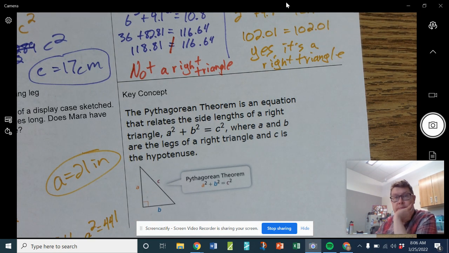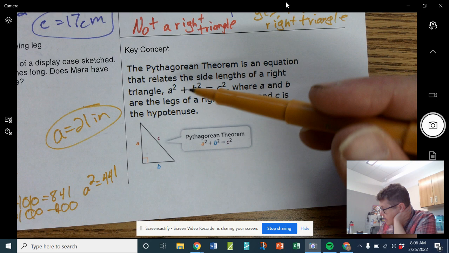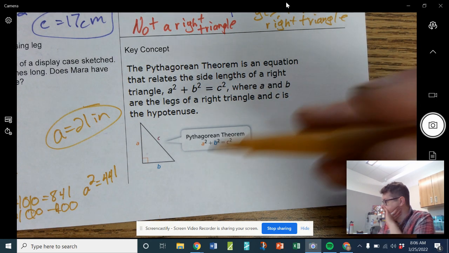The Pythagorean theorem is an equation that relates the side lengths of a right triangle, a squared plus b squared equals c squared, where a and b are the legs of a right triangle and c is the hypotenuse.